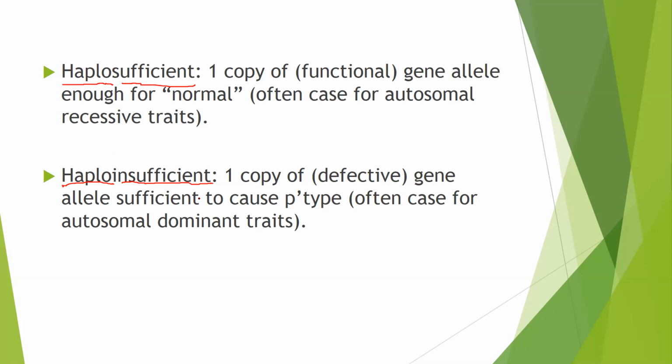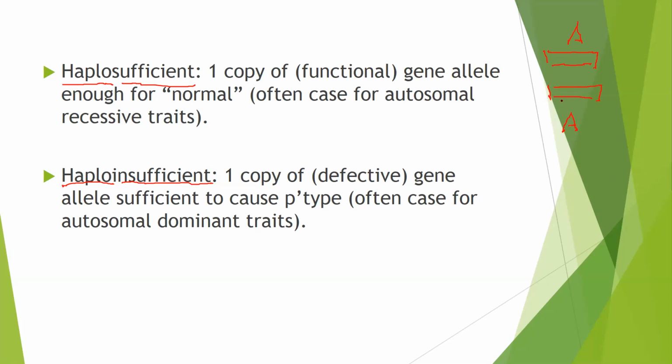So what does haplo-sufficient mean? Which means, for example, we have two alleles, wild type, big A and big A. Each of these two capital A alleles can produce a functional protein that can lead to the normal phenotypes, all right?